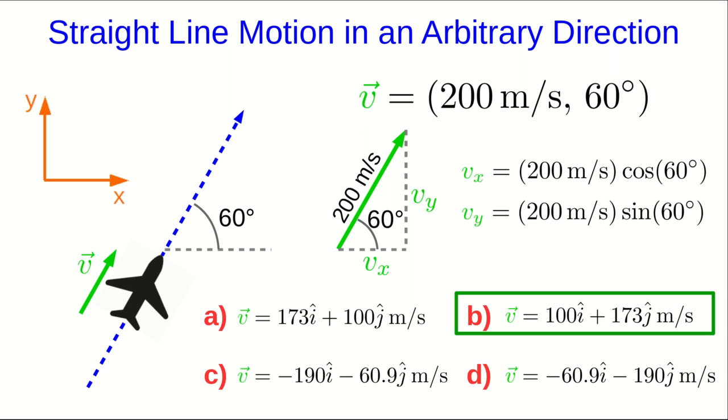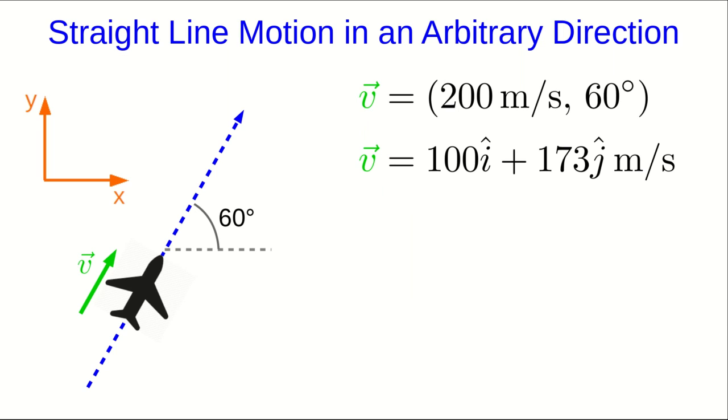Now, it may not be obvious to you why we wanted V in component form instead of magnitude-direction form. The quick answer is that in a moment we're going to need to add vectors, and we only know how to add vectors when they're in component form.